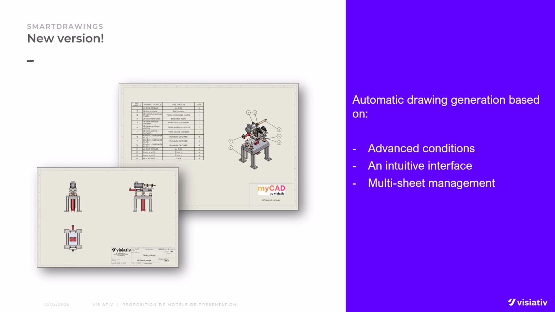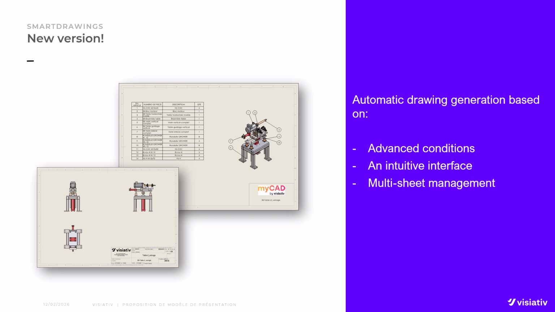Second, the interface has been completely redesigned. We relied on your feedback, particularly regarding the complexity of the old SmartDrawings, which required you to generate a drawing template with predefined views in SolidWorks. Now you can manage views directly from the SmartDrawings interface. And last but not least, multi-sheet management. This is a feature that many people requested. You can now customize sheets according to your business rules. For example, automatically generate a detail sheet, an assembly sheet, or a bill of materials sheet, depending on the project type. You can also automatically create custom sheets, particularly for weldment bodies and sheet metal, for example.